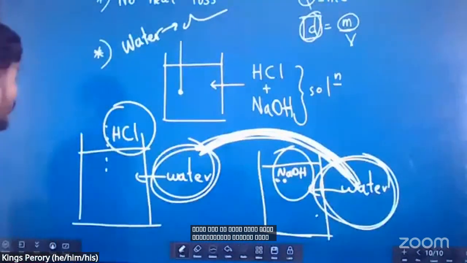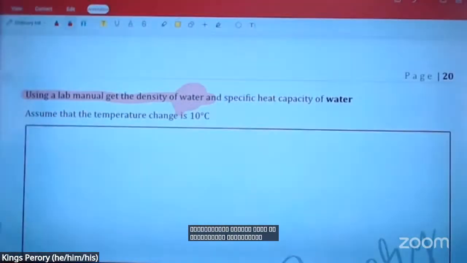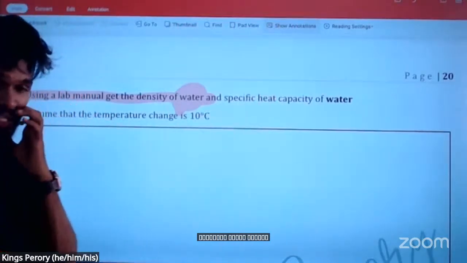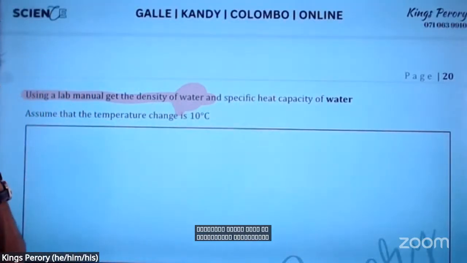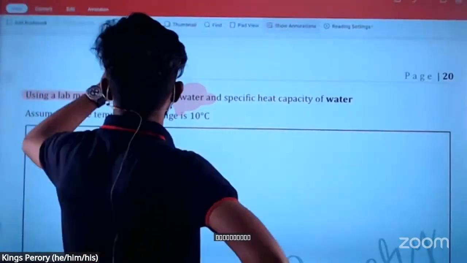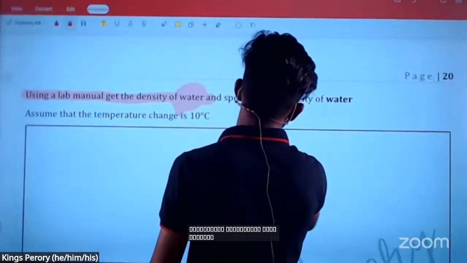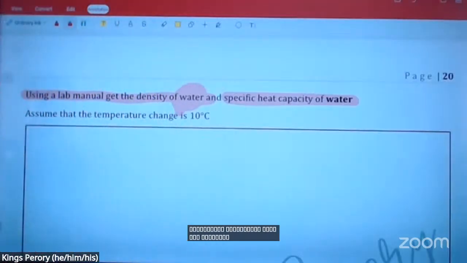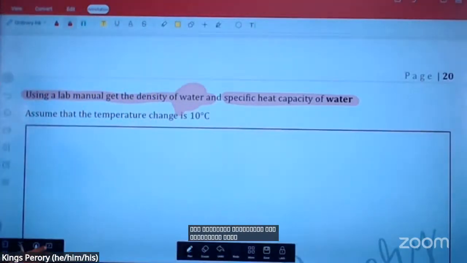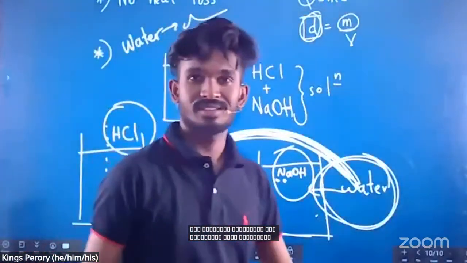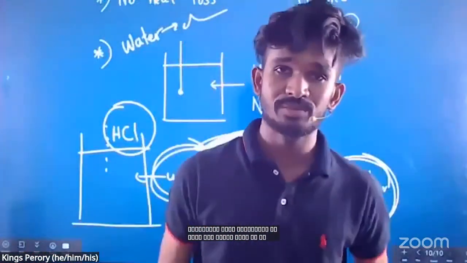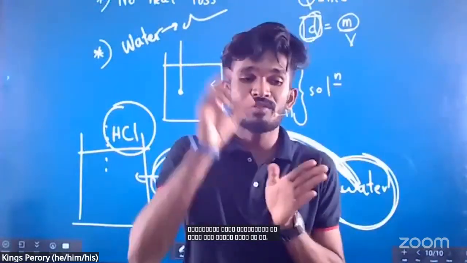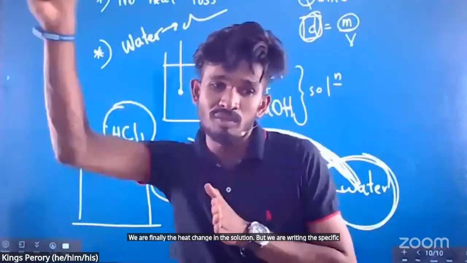Tell me whose specific heat capacity we are writing there? Q equals mc theta, whose specific heat capacity? Specific heat capacity of water. We are writing the specific heat capacity of water. But actually, reaction is happening where? In the solution. So there also, can you see there is a contradiction? We are finding the heat change in the solution, but we are writing the specific heat capacity of water.